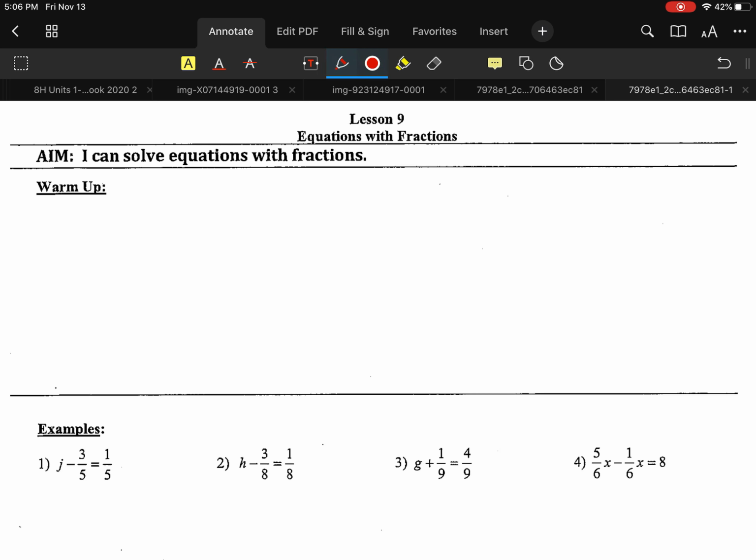Hi guys, I am now going to do lesson 9. I said hi guys, and I tried to not say that the entire unit.